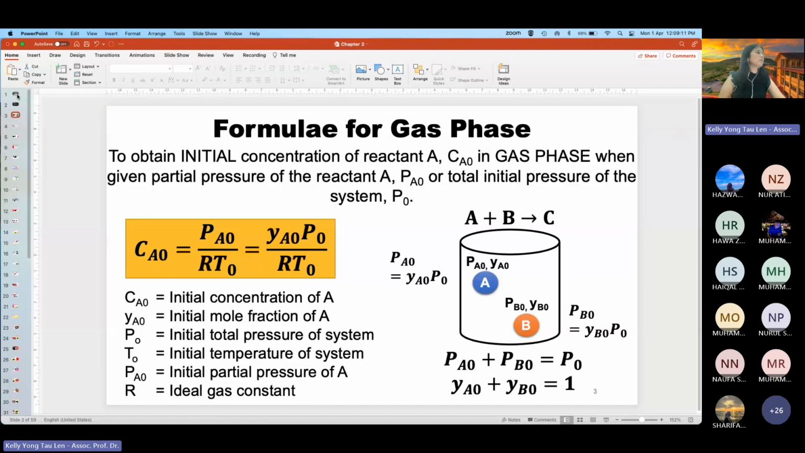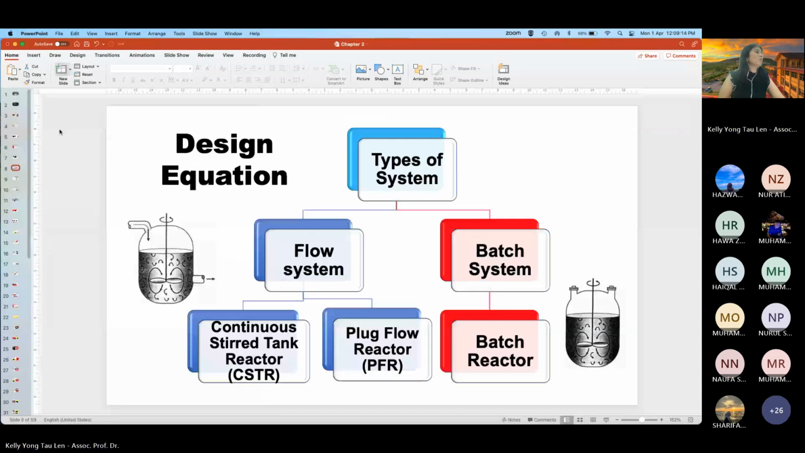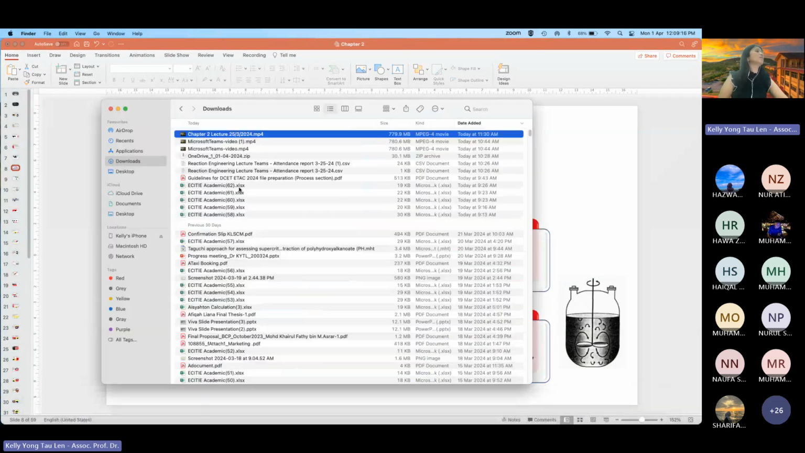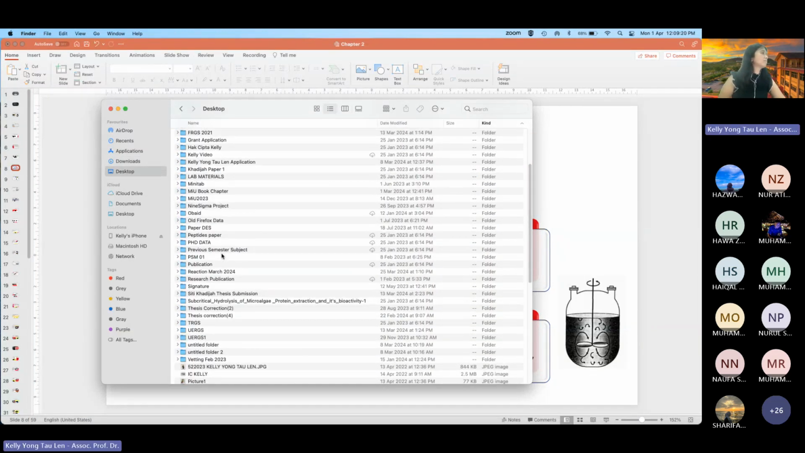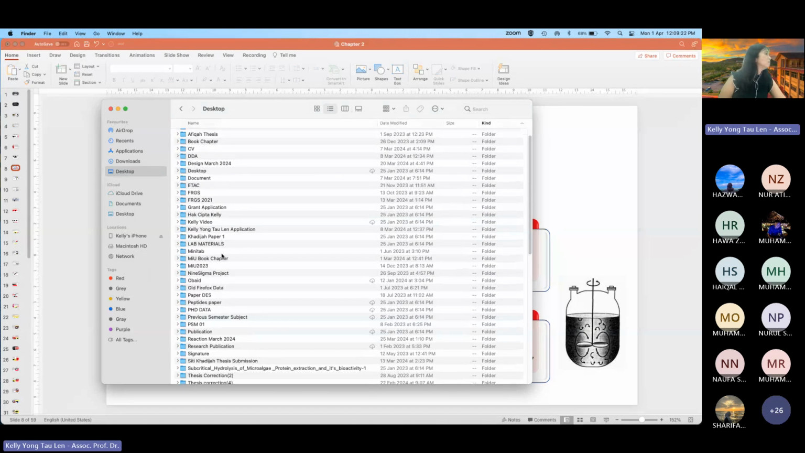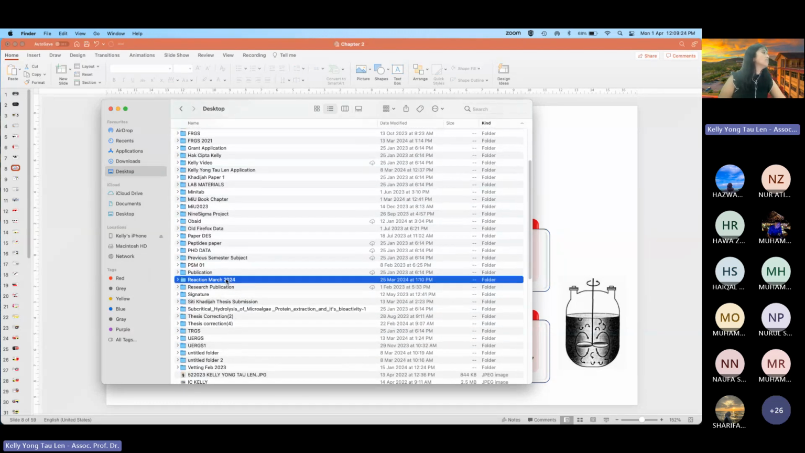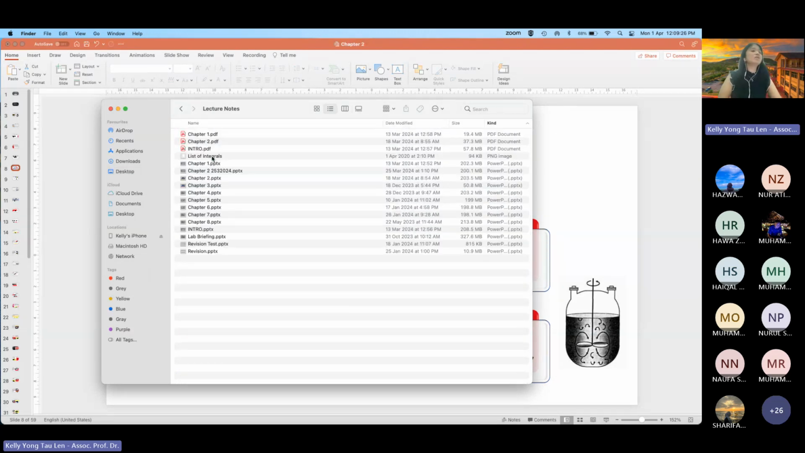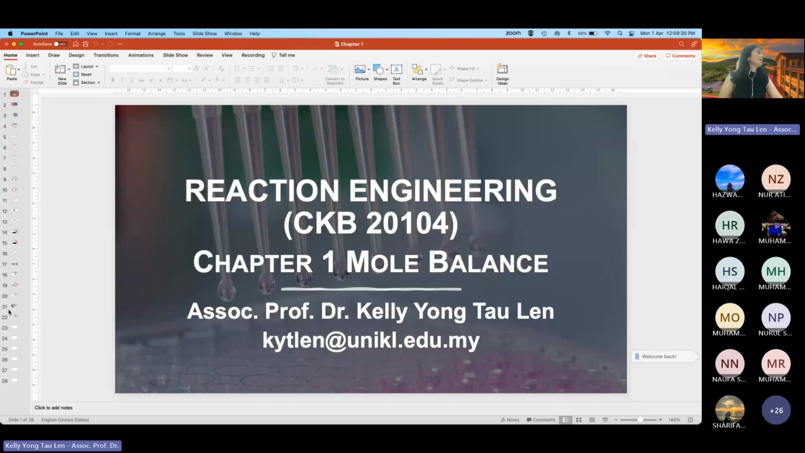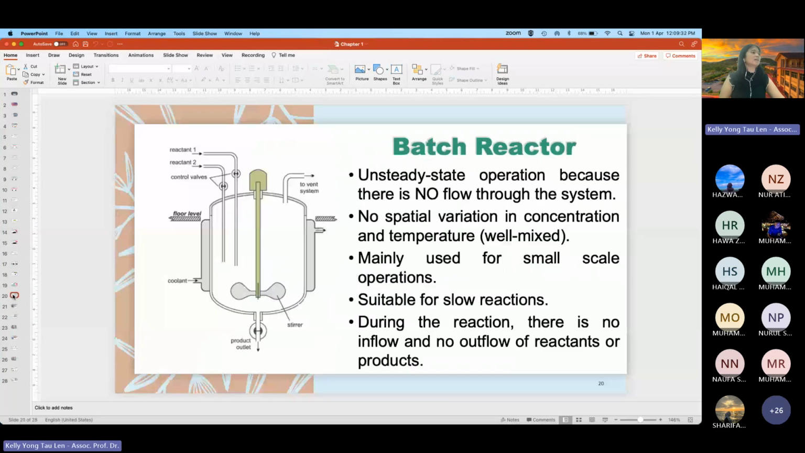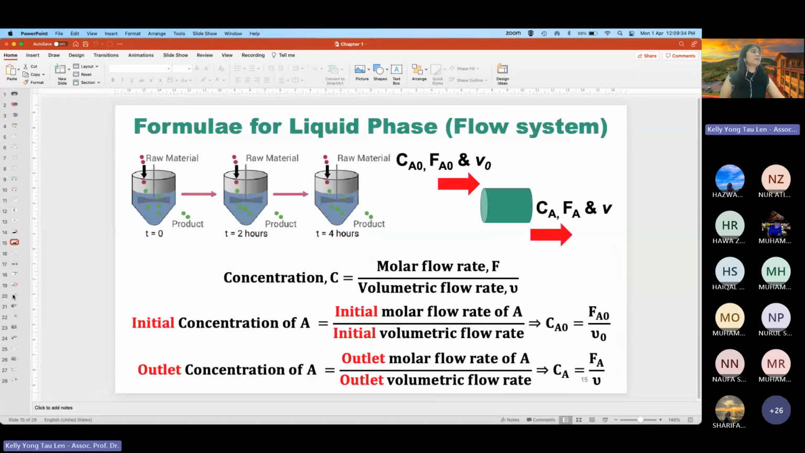Is it chapter 2 or chapter 1? Oh, I think it's chapter 1. So hold on, let me check chapter 1. Reaction. Lecture. So that at least you are familiar with the equation. Okay, so in chapter 1, let me check. This one.